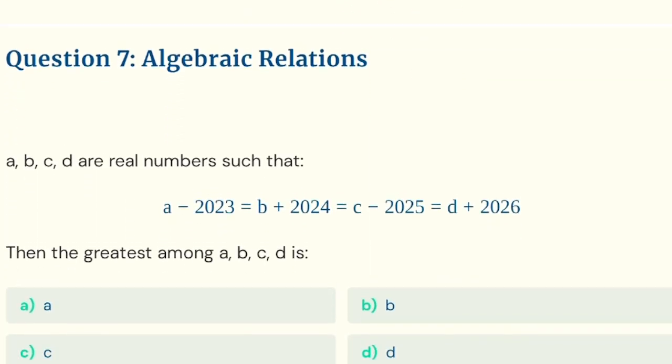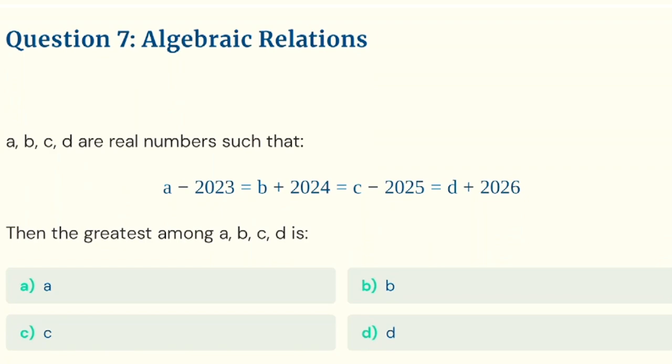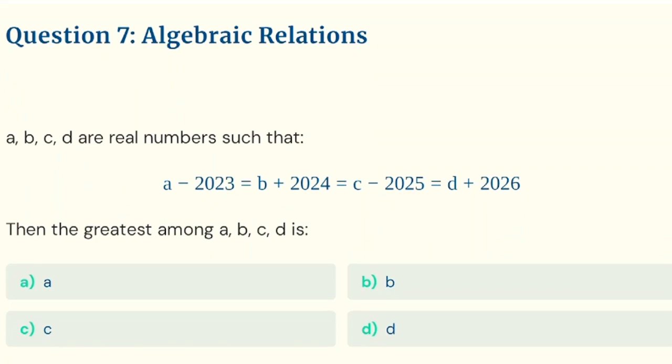Okay, now the seventh question, which is based on algebraic relations. A, B, C and D are real numbers such that A minus 2023 is equal to B plus 2024, is equal to C minus 2025, and that is equal to D plus 2026. Now let us say all these are equal to K. From here we can express all the values of A, B, C and D in terms of K. So A will be K plus 2023, B will be K minus 2024, C will be K plus 2025, and D is K minus 2026.